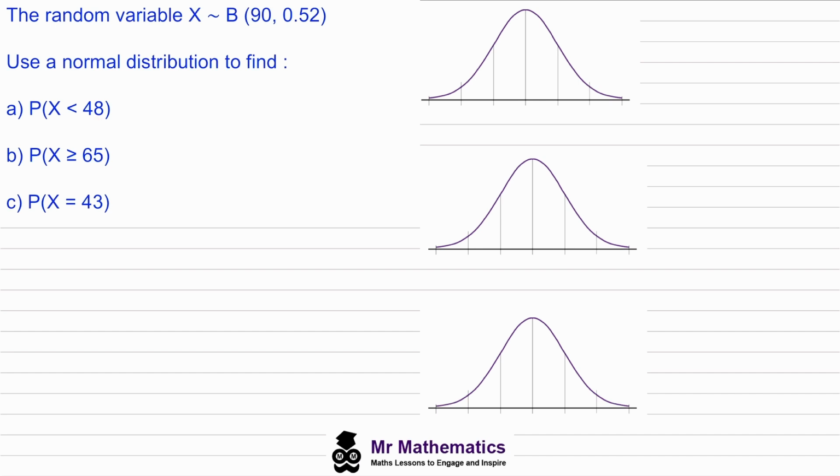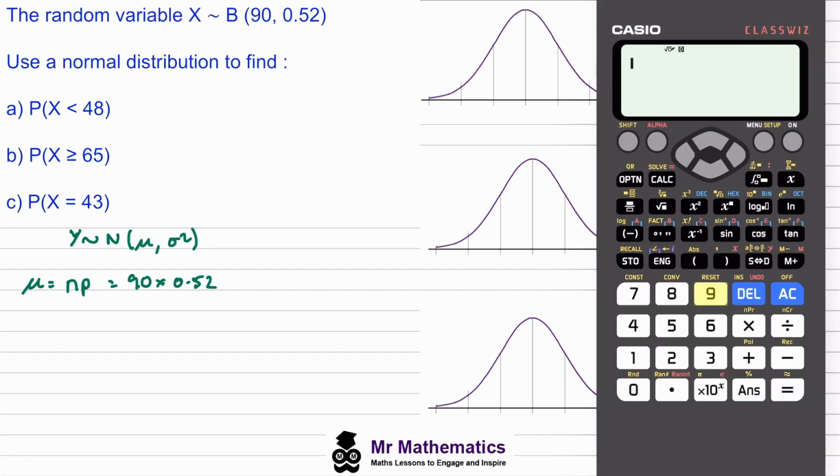So if we define our normal distribution, we'll say that y is distributed normally with a mean of mu and a variance of sigma squared. But now we need to work out this mu and this variance from this binomial distribution. We're given in the Edexcel formula booklet that mu, the average of a binomial distribution, is n times p, or the number of trials multiplied by the probability of success. And this gives us 46.8.